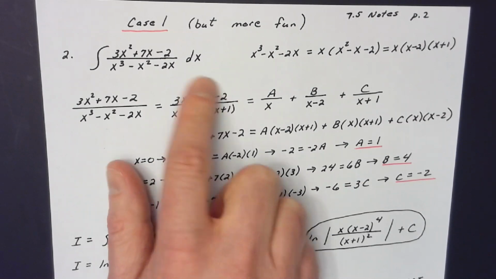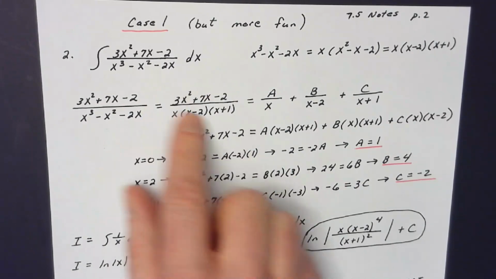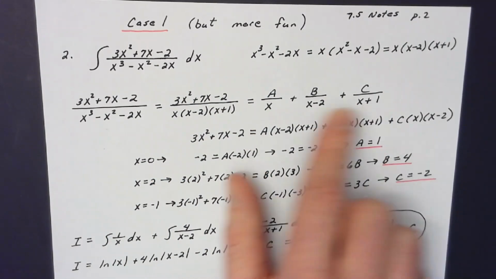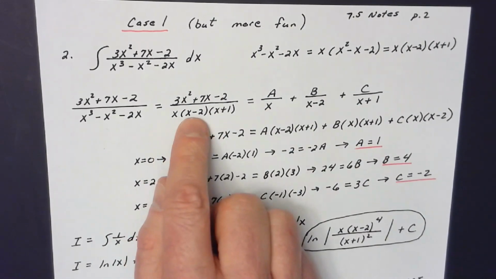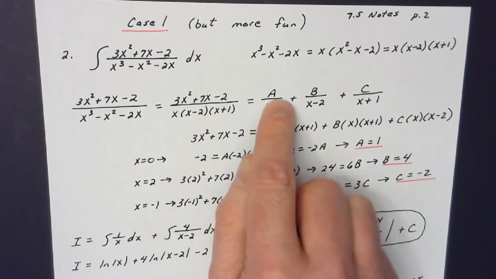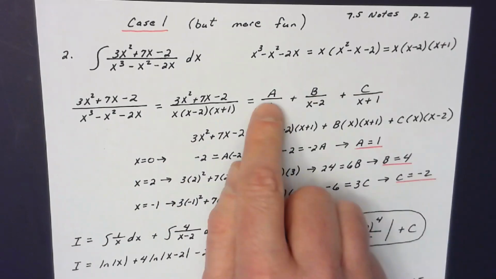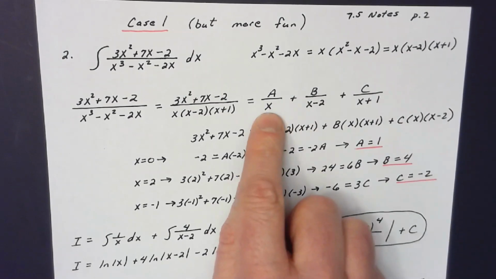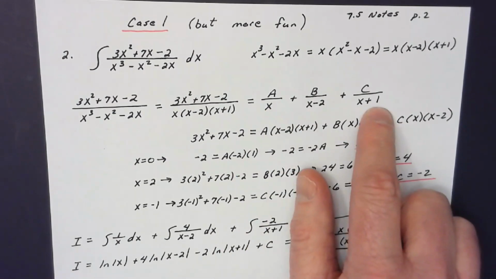Now it was a matter of I needed to rewrite this overall fraction as a sum of partial fractions. So I knew for each linear factor in the denominator, I needed a constant numerator. So I have my numerators a, b, and c over the factors of x, x minus 2, and x plus 1.